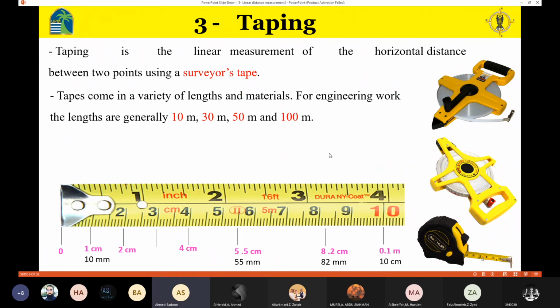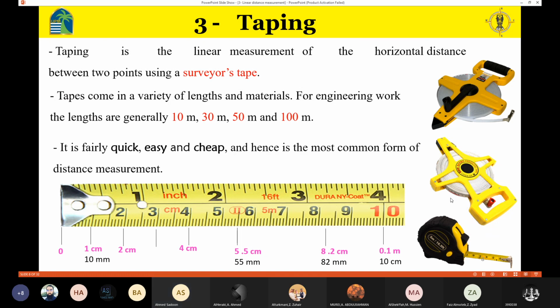The tapes come in a variety of lengths and materials. We have lengths with a maximum of 10 meters, 30 meters, 50 meters, and 100 meters. And we also have a variety of materials. These could be made from steel, or fiberglass, or other synthetic materials. Taping is fairly quick, easy, and cheap, and hence is the most common form of distance measurement. The most common way to measure horizontal distances is to use the taping method.